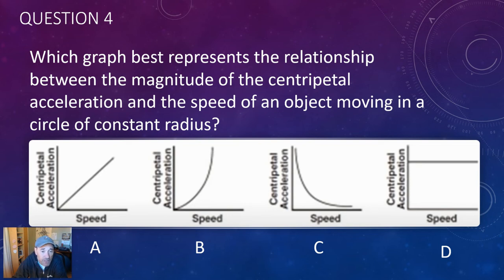Well, if you remember, the centripetal acceleration is equal to v squared over r. So if we're looking at the comparison between a and v, if you have v squared, we need a graph that is squared in nature. So it is not linear, and it doesn't drop, and it's not constant. The only one that works here is that as the speed increases, the acceleration goes up as the square of that velocity. So we have an exponential graph here, which is B, the answer.